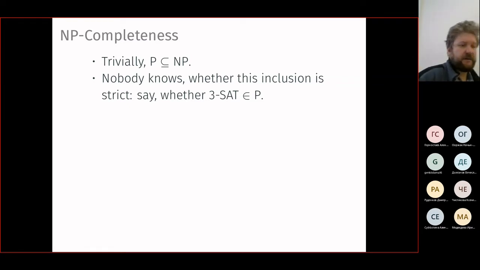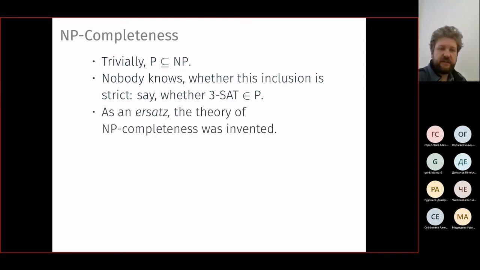So here, as I said in both of the previous lectures, we're in a case where the main question of the field is an open problem. It's not so frequent in science, or in math, where the main question on which everything is based is unknown. Nobody knows the answer. And this makes complexity theory quite a peculiar area, where instead of proving things, we use an ersatz, a substitute: we do not know the answer, but we suppose some conjectures, and from these conjectures we derive the theory. And this is the theory of NP completeness.